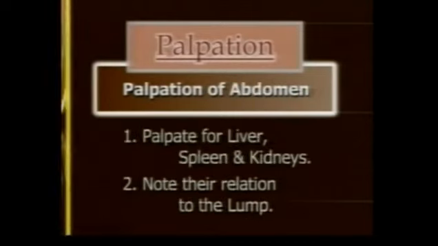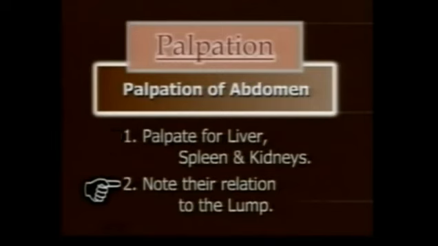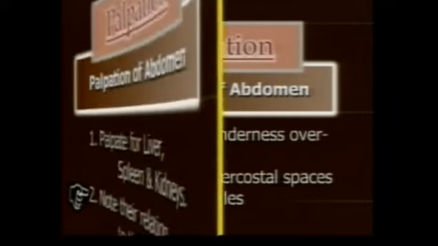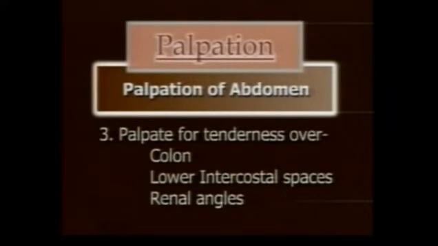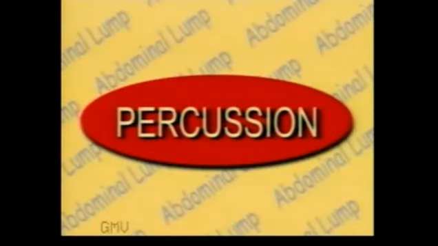Then palpating the rest of the abdomen, palpate for the liver, spleen and the kidneys. Note the relation of the lump to these organs. Look for tenderness over the colon, lower intercostal spaces and the renal angles. Lastly, palpate the scrotum, the hernial orifices, the back and the left supraclavicular nodes. Now let us proceed to percussion.